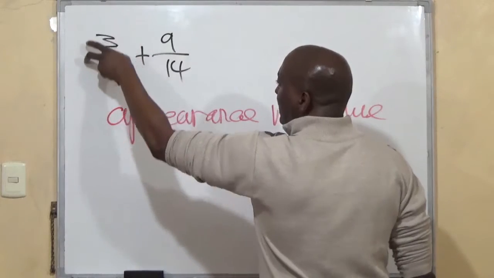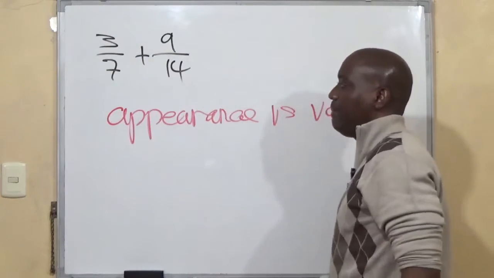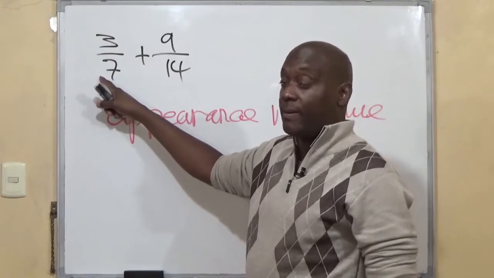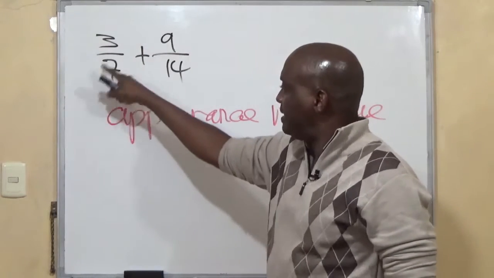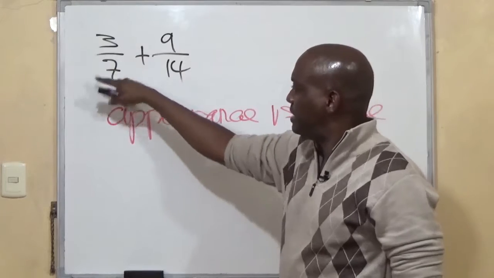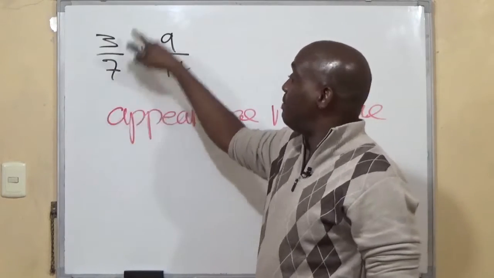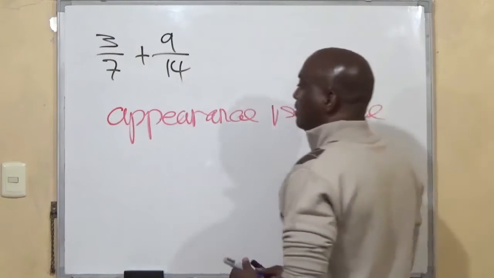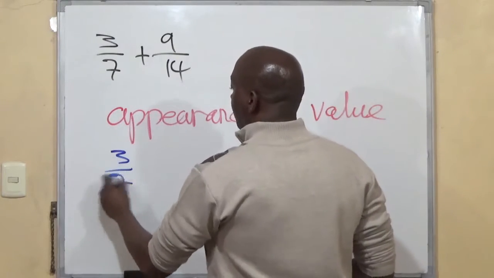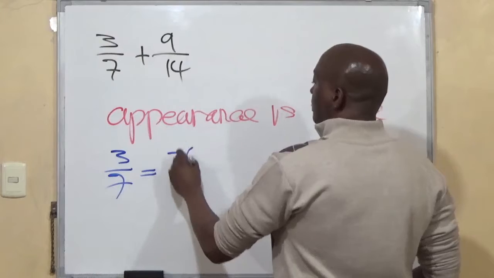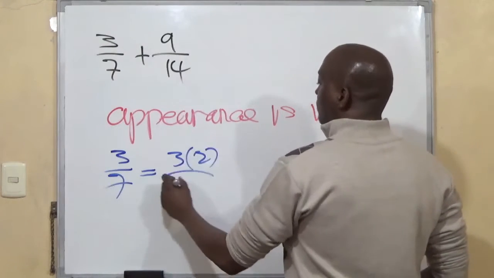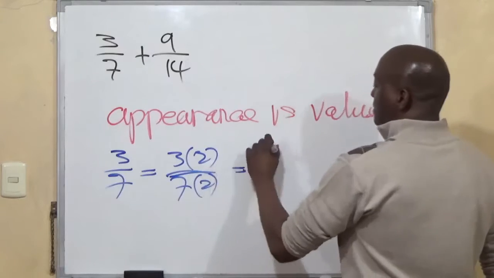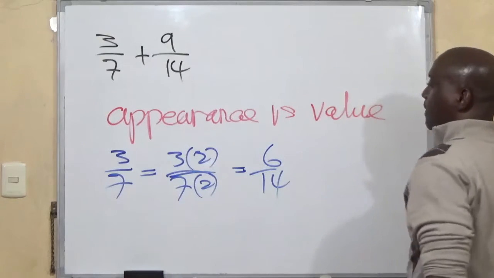We change the appearance of 3 over 7 by doing the same thing to the denominator and the numerator. So if we are going to multiply the denominator by 2 to change the 7 into 14, then we must also multiply the numerator by 2. So in other words, 3 over 7 is the same thing as 3 multiplied by 2 over 7 multiplied by 2. 3 by 2 is 6, 7 by 2 is 14.